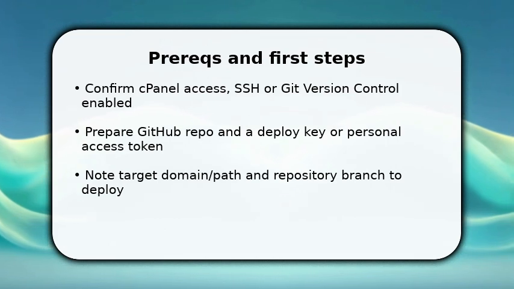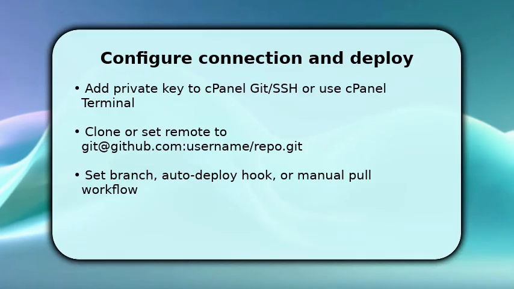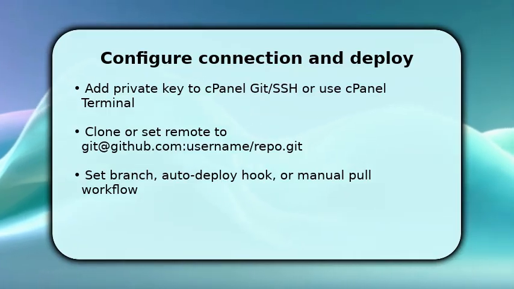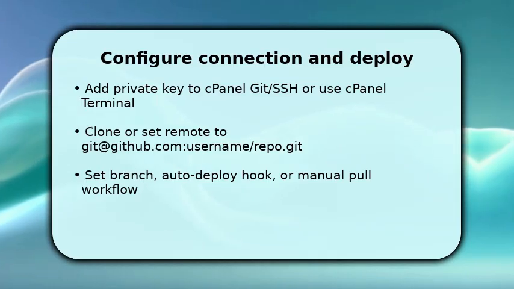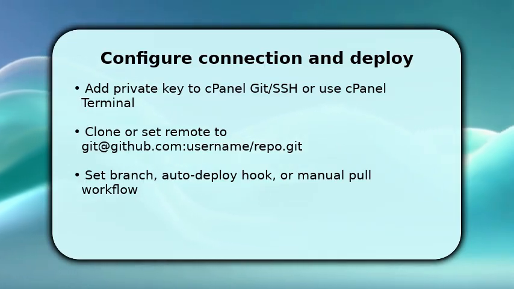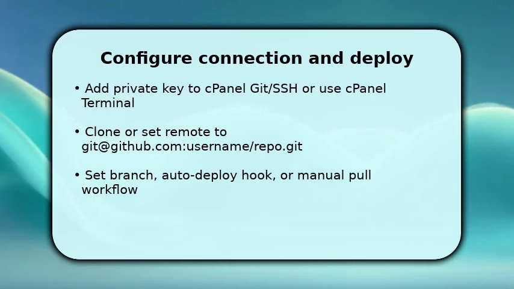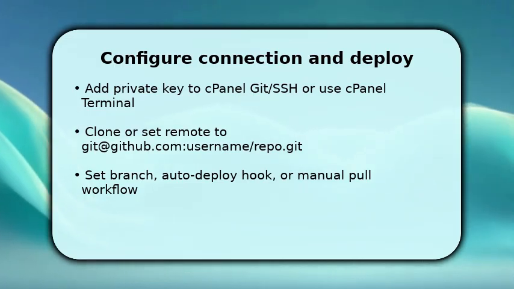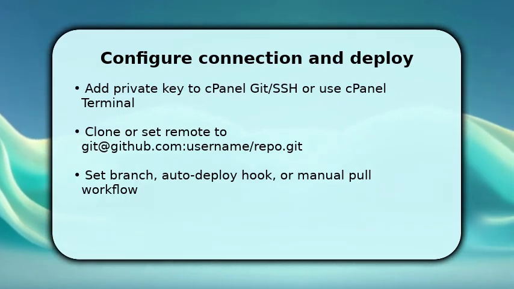You will now configure cPanel to talk to GitHub. Import the private key into cPanel's SSH keys, or use the terminal to install it. Clone the repo into the desired folder with git clone git@github.com:username/repo.git, or add a remote and git pull the branch. Then configure cPanel's Git version control app or a post-receive hook for auto-deploy. Make sure file permissions and htaccess rules are preserved, so the site serves correctly.